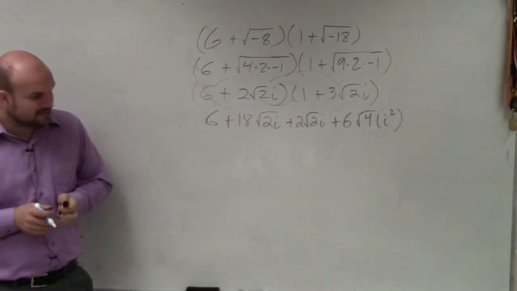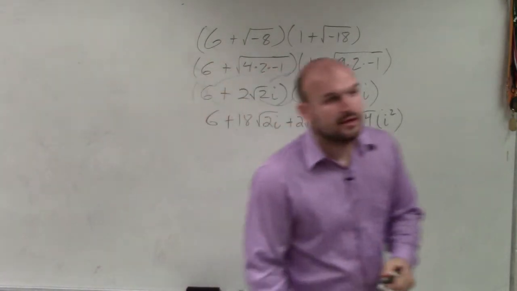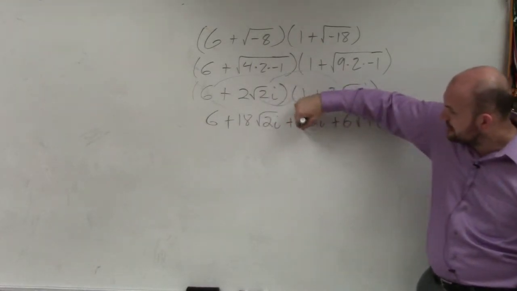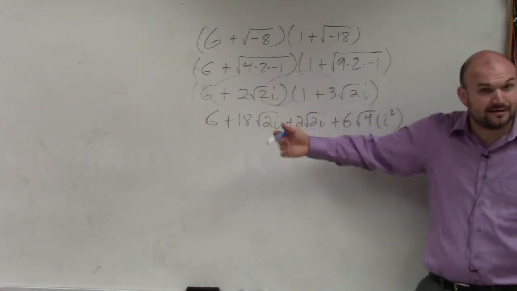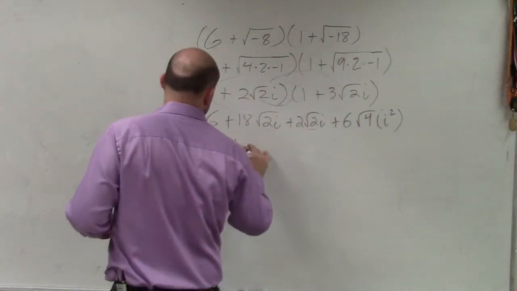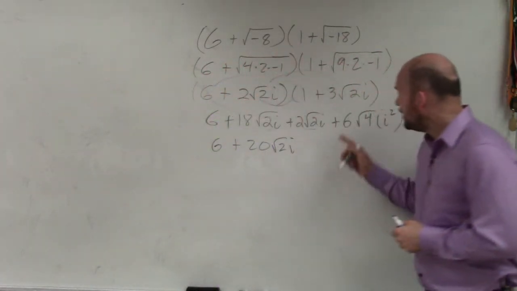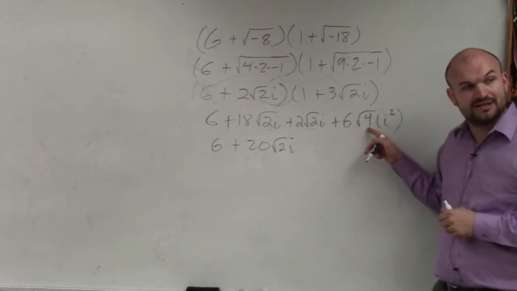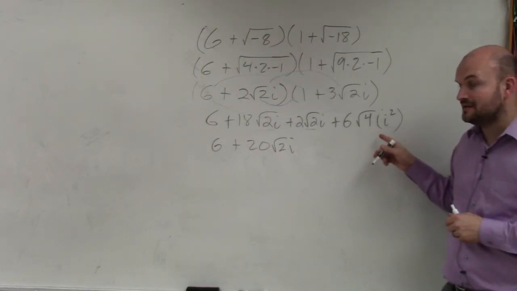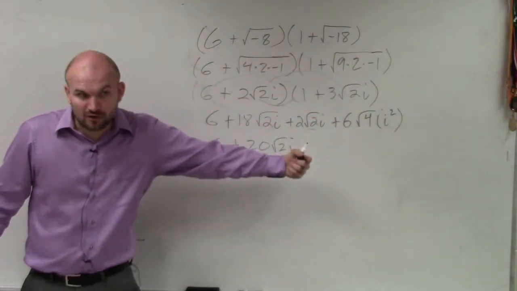So now let's go ahead and simplify. If you guys notice, if you look over here, these have the same radical. They have the square root of 2 and i. So since they are like terms, we can combine them. So I have 6 plus 20 square root of 2i. And then over here, we know square root of 4 is 2, and i squared is -1.